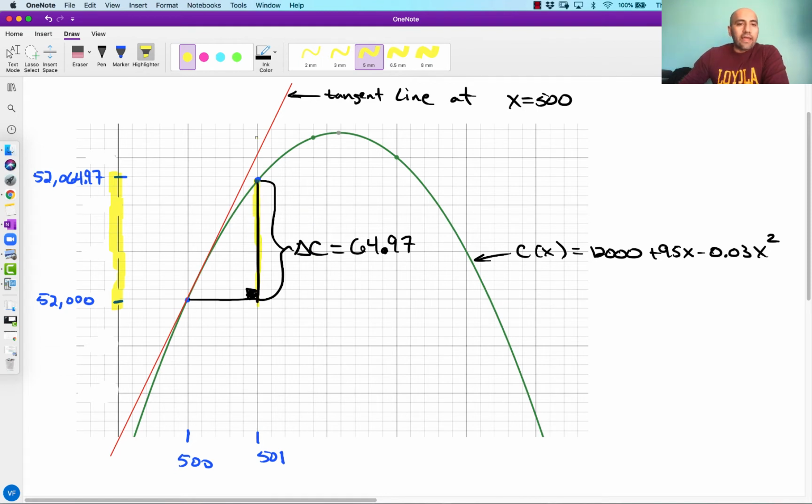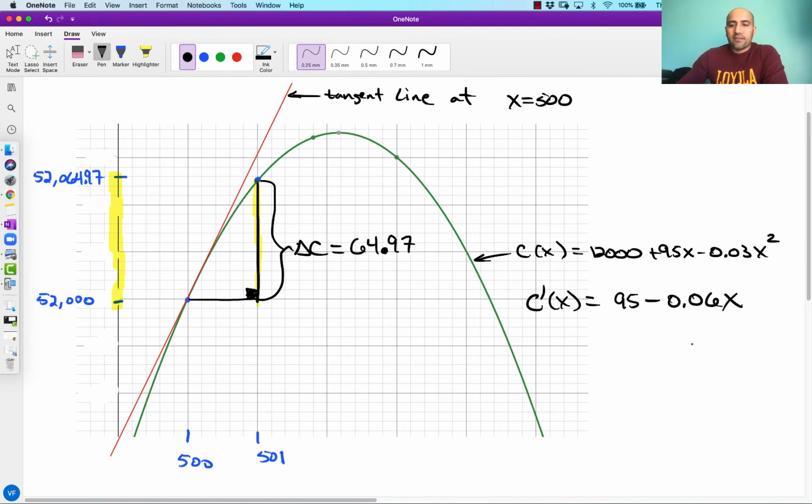Okay. On the other hand, when we calculated the first derivative of the cost function, we got to this. This is equal to 95 minus 0.06x. Now this is not the red function. The red function is the tangent line, don't confuse it. This is a function that will give us the slopes of all the tangent lines as we move around. So when we plug in C prime of 500 into this, we ended up getting 65. 65 is the slope of this red line.